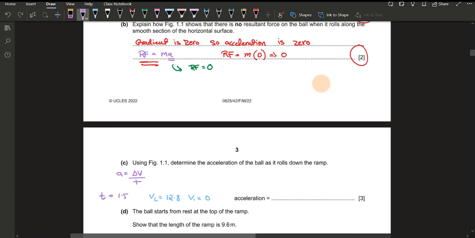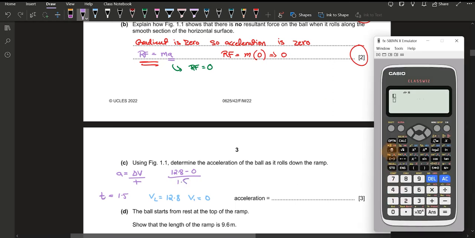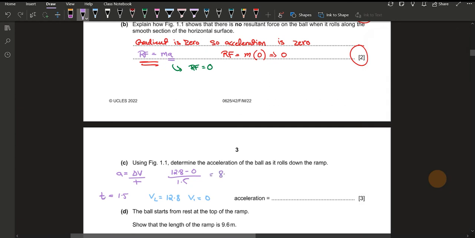It's going to be final, which is 12.8, minus initial, which is 0, divided by 1.5, which is equal to 8.53, which is recurring. So we can write it as 8.5. So it's going to be 8.5 meters per second squared. Don't forget to add the units.